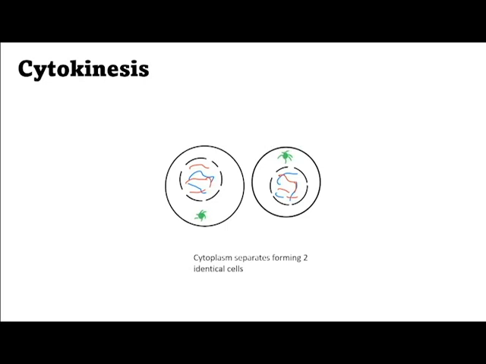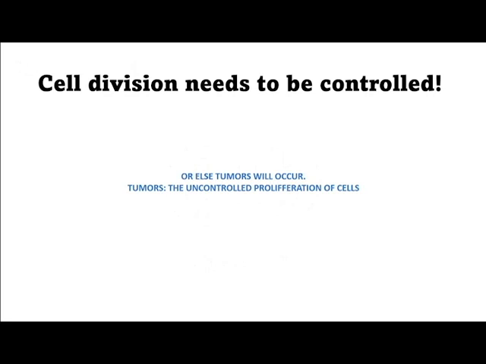Remember that cell division needs to be controlled, or else tumors will occur. Tumors are the uncontrolled proliferation of cells, and they could lead to many severe cancers. So it is very crucial and mandatory that there is something to control cell division.